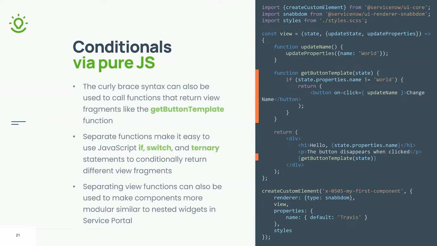So you'll see that on the second orange dash there, we call a get button template function where we pass the state parameter in. And then you'll see in that first long orange line, the get button template that passes in the state. Now, the important part there is the if statement inside of that template function. So if state.properties.name is not equal to world, then we will return that button template. So this is how we set up a conditional template inside of our view function.